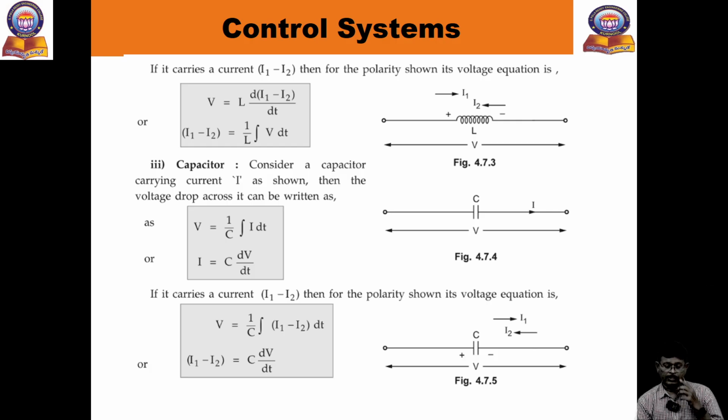Now if we take two currents, I1 and I2, in this case V equal to 1 by C integral of (I1 minus I2) dt. Similarly, the difference of I1 and I2 equals C dV by dt. So these are the basic elements used in electrical systems and their equations.